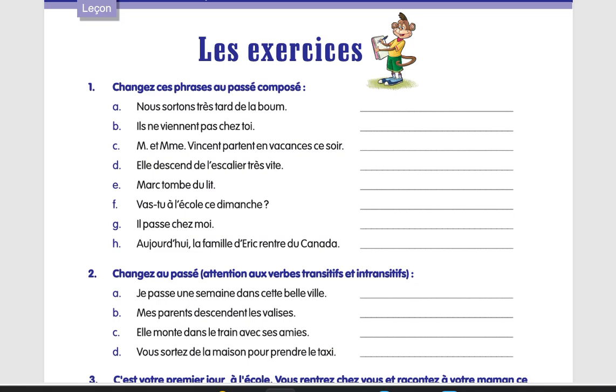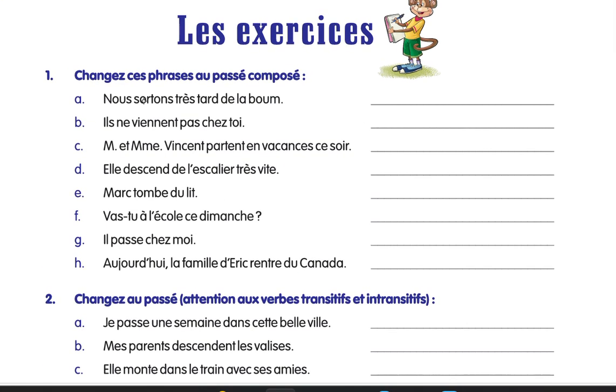Changer ces phrases au passé composé. Okay? Au passé composé, on va faire ça. Changer ces phrases au passé composé. See, sortir, students, sortir is in those 16 verbs. And then I told you, sortir is in that category of both transitive and intransitive verbs. Now we have to see, is there a preposition? Yes, de la boum. Right, now it will be conjugated with être.